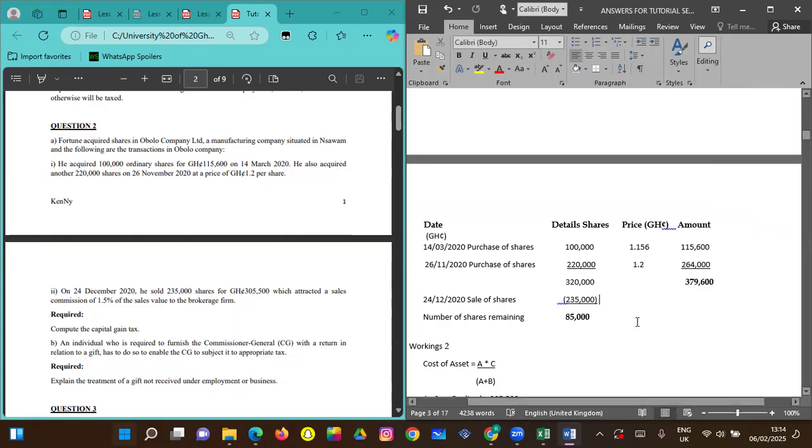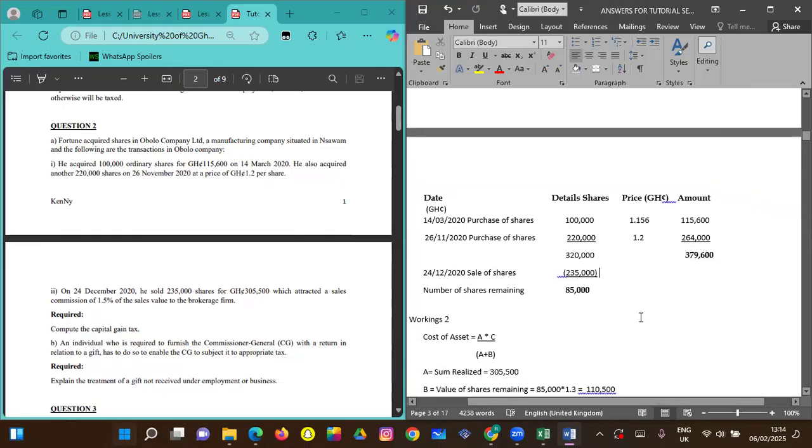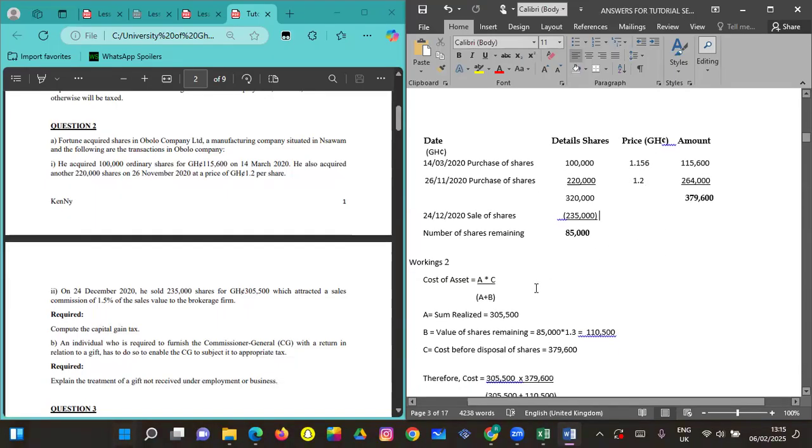Now, if we want to get our capital gain, we have to know the consideration we receive and also the cost, right? The way things are mixed up here, we can't actually get the cost straight away. So there is a formula for that. It is A times C over A plus B, where A is the sum realized, the amount you received for selling the shares. B is the value of the remaining shares. And C is the cost of shares before disposal, the cost you computed before disposal, right?